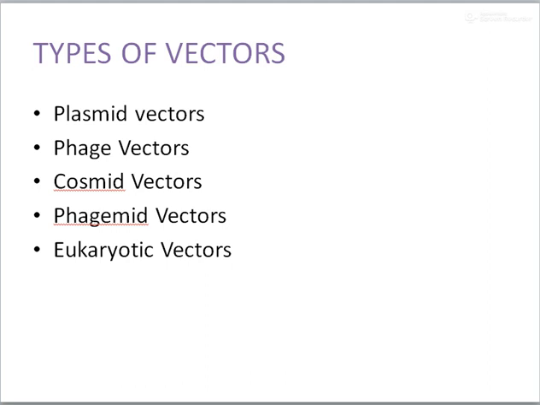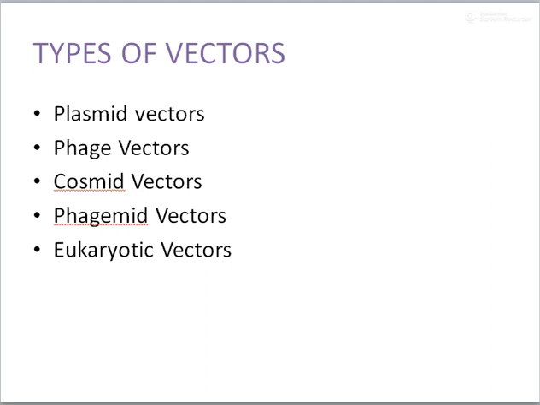And what is a phage? You have heard about the term bacteriophages. Same way, a phage is a virus which can be used as a vector. The terms cosmid and phagemid are new to you, and we will be dealing with that in the coming sessions. And those vectors which use eukaryotic hosts for their propagation are referred to as eukaryotic vectors.